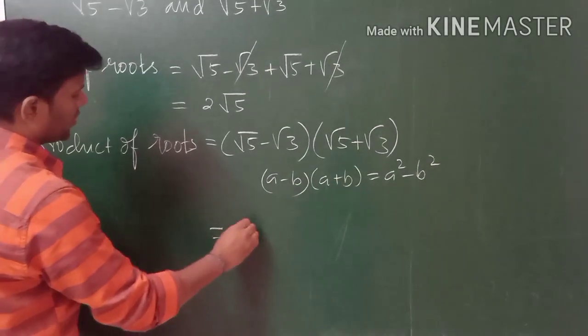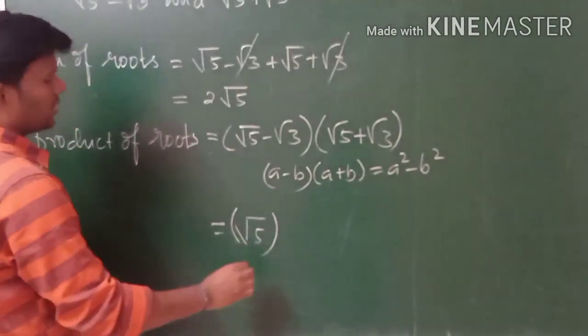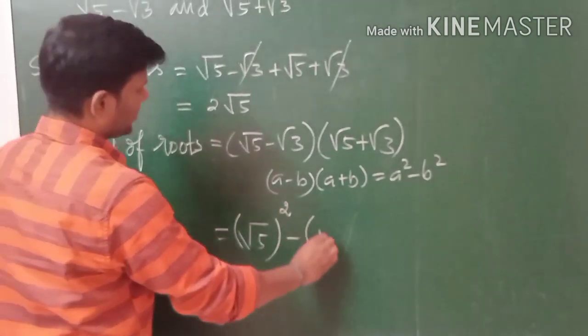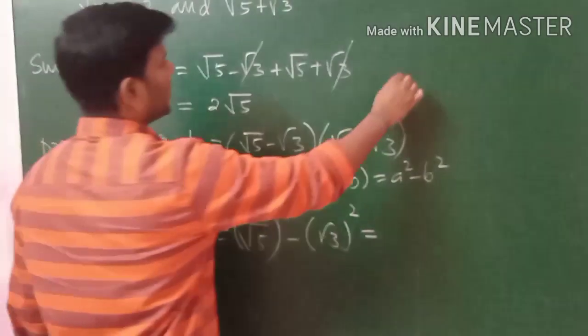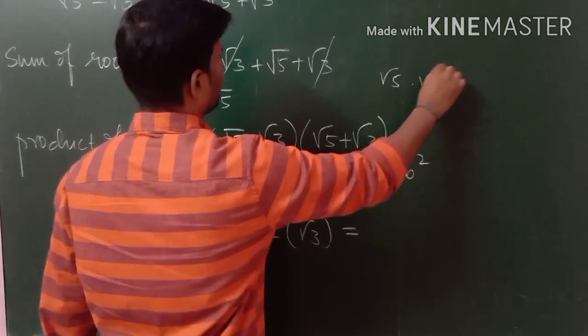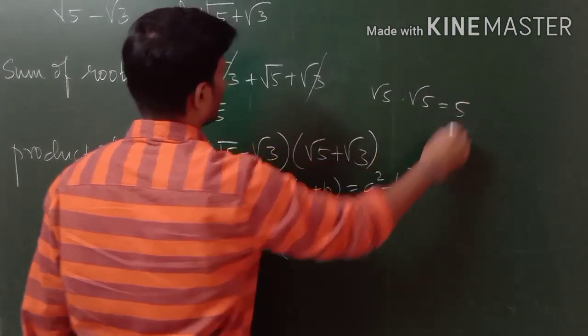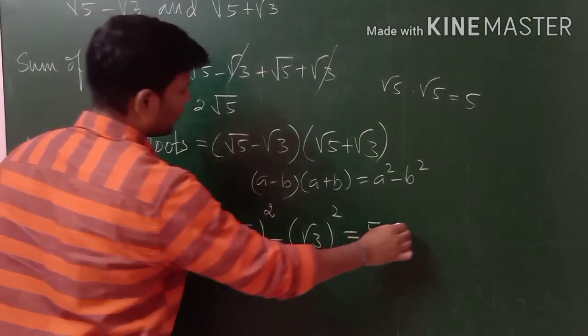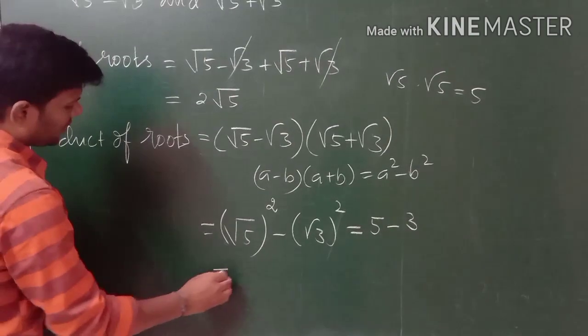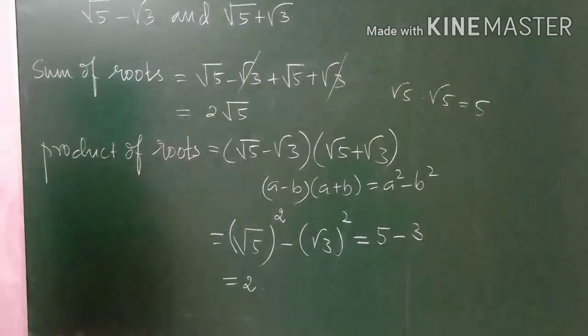So here a is square root of 5. So square root of 5 square minus square root of 3 square. What is square root of 5 square? Square root of 5 into square root of 5 equal to what? 5. So square root of 5 square is 5, minus square root of 3 square is 3. So 5 minus 3 is 2.